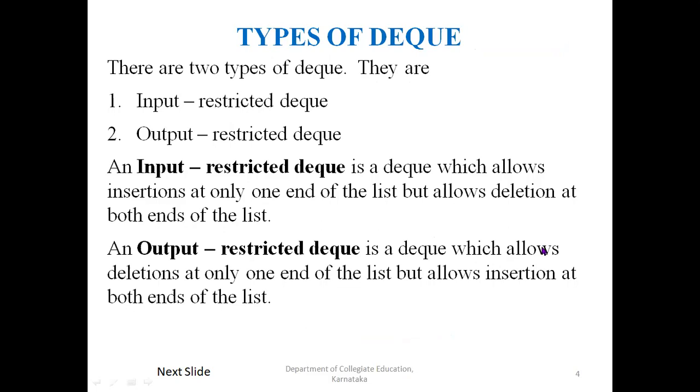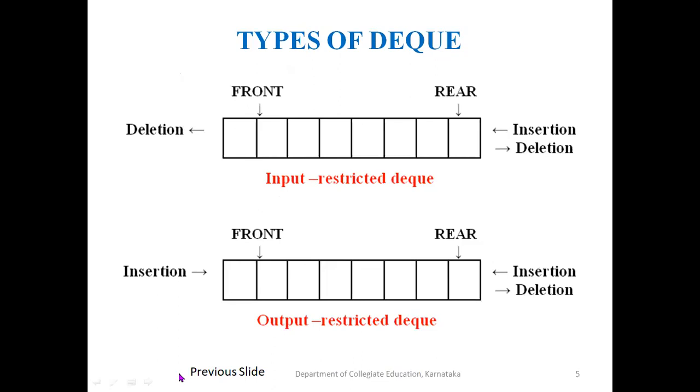Types of DQ. There are two types of DQ, and they are input restricted DQ and output restricted DQ. An input restricted DQ is a DQ which allows insertion of items into the queue at only one end of the list, but allows deletion at both ends of the list. So in the diagram, we see that insertion is happening from one end and deletion is happening from both the ends.